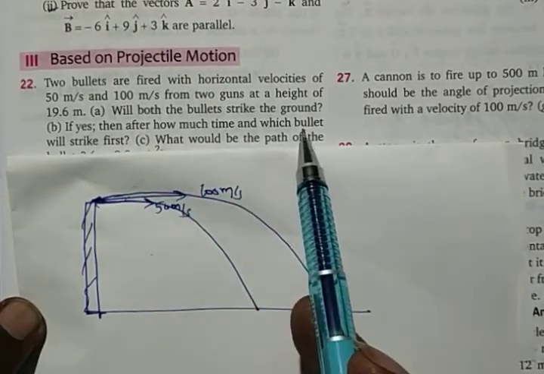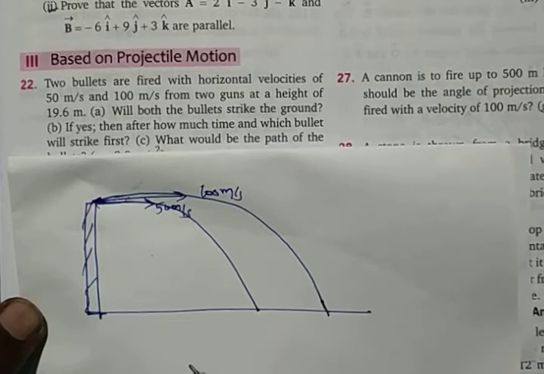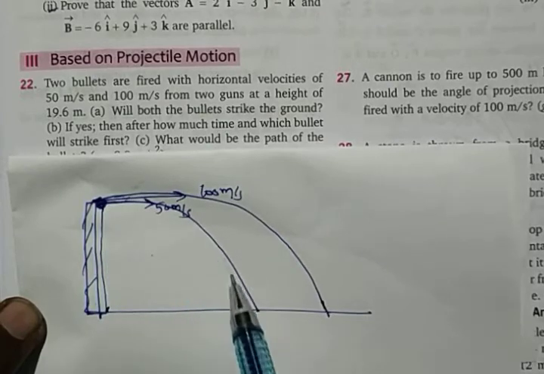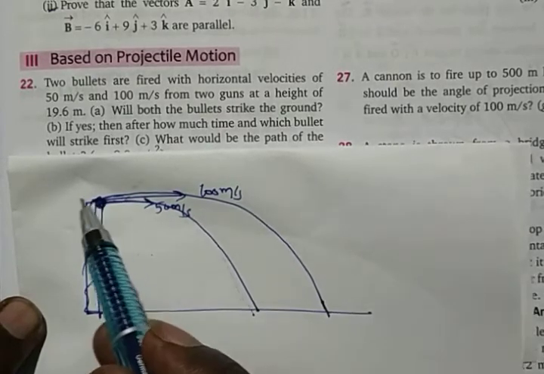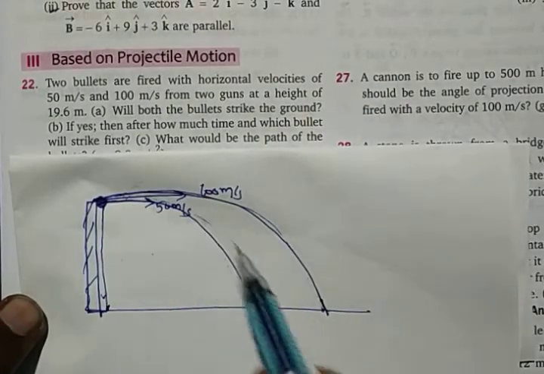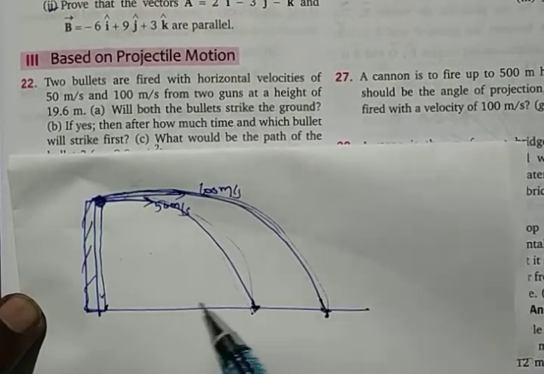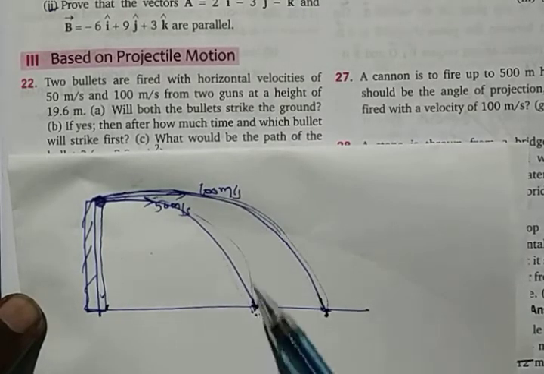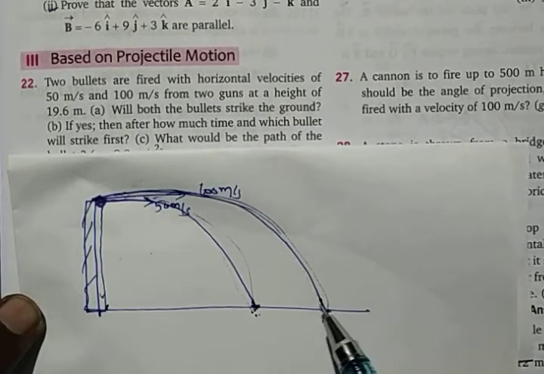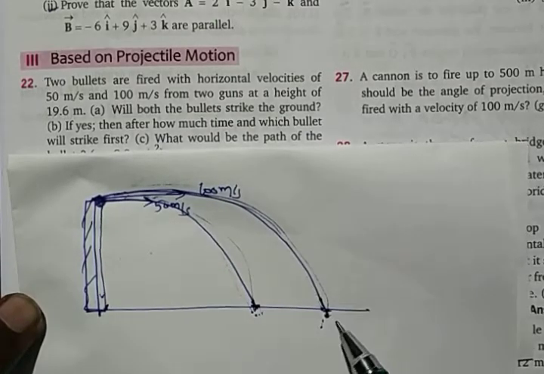How much time, and which bullet will take first? Now remember, the time taken for any body to be dropped from here to here is the same time which is taken from here to here also. Similarly, the time taken from here to here is the same. So which will go first? Both of them will go at the same time. There will not be any difference. Don't think 50 will come first and this will come later because it's a bigger path. No. It is independent of those parameters. So both will come at the same time.